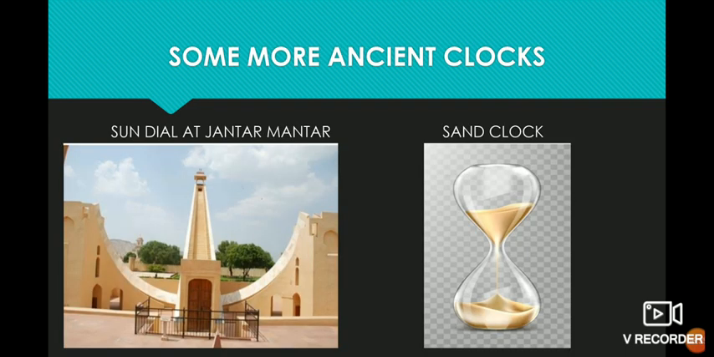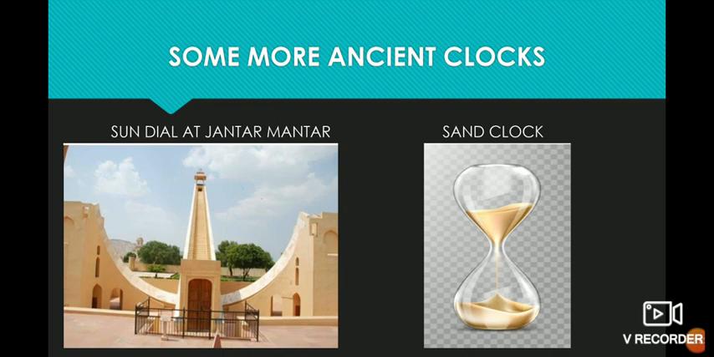So, some more ancient clocks. On the left side, you find a big sundial. That actually is a whole building, and that is the sundial present at the Jantar Mantar. One Jantar Mantar is there in New Delhi, the other one we can see in Jaipur. So I think it is one of these.